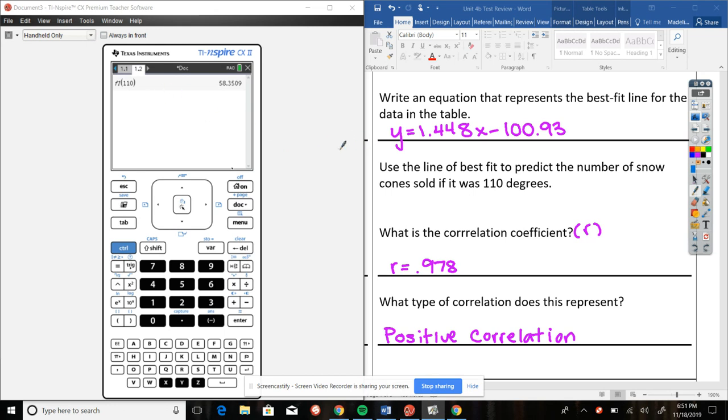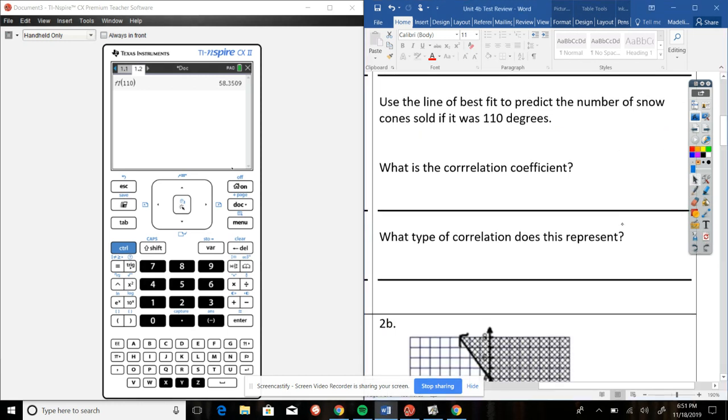So this predicted that when it's 110 degrees, they will sell 58.35 snow cones. And of course, you can't sell a third of a snow cone. So this is basically 58. So that will be 1B.